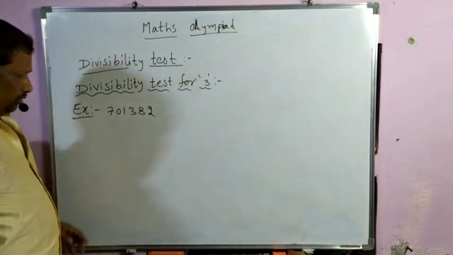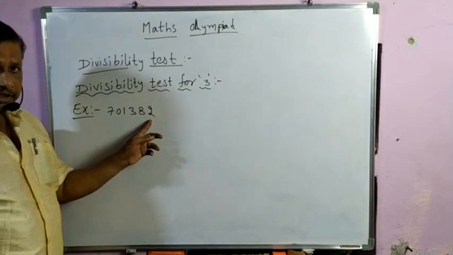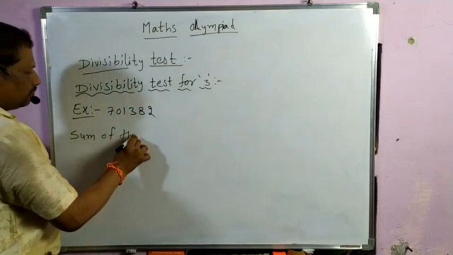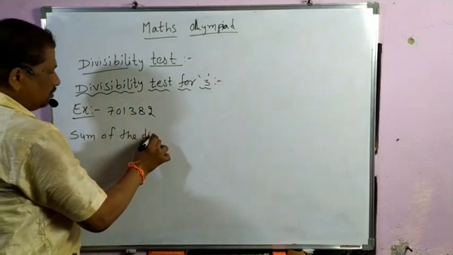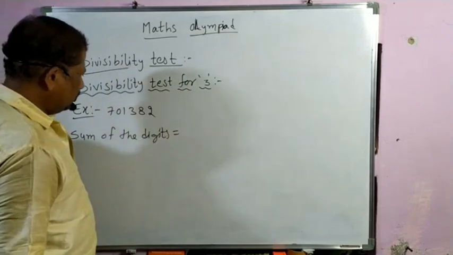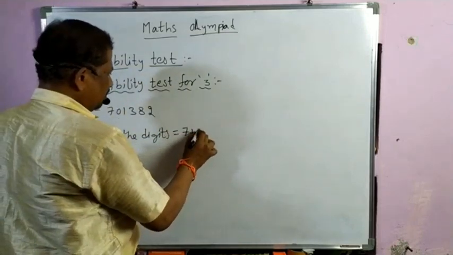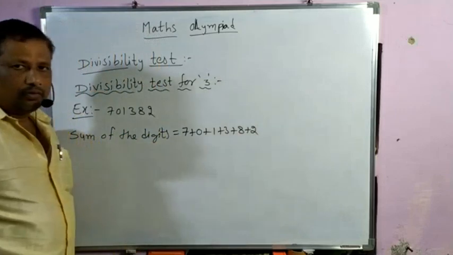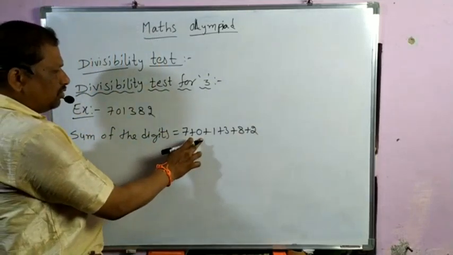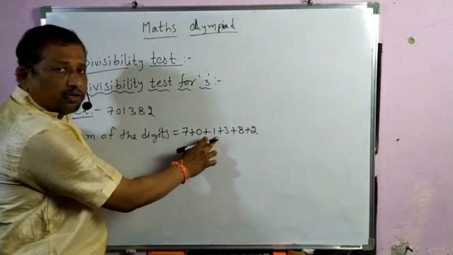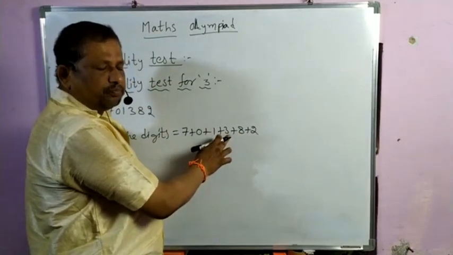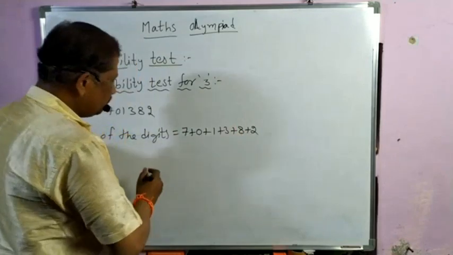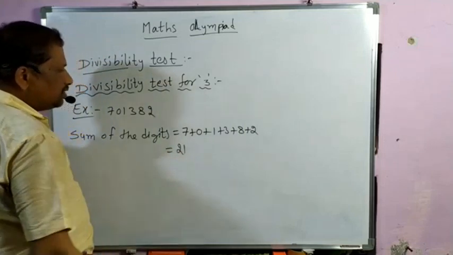So example, you can take 701382. So you have to sum all the digits in this number. So sum of the digits is equal to 7 plus 0 plus 1 plus 3 plus 8 plus 2. Now sum of this. 7 plus 0, 7. 7 plus 1, 8. 8 plus 3, 11. 11 plus 8, 19. 19 plus 2, 21. So sum of the digits is 21.